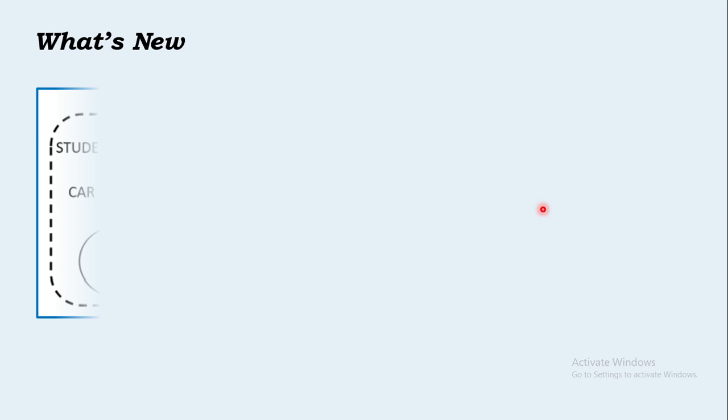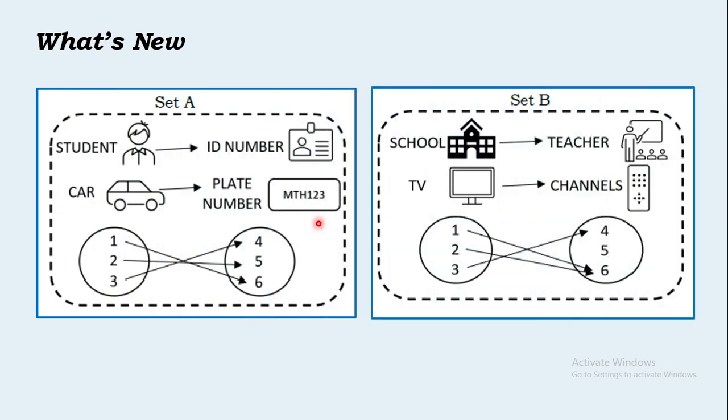Now, let us consider this diagram. We have here set A and set B. So try to check the difference between set A and set B. In set A, a student is paired to an ID number, a car is paired to a plate number, and we have a diagram with 1, 2, 3, 4, and 5, with an arrow pairing each value in both diagrams. The same is true for set B. We have school paired to teacher, TV to channels, and this diagram here.